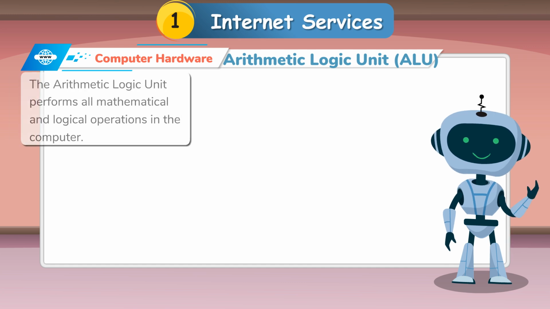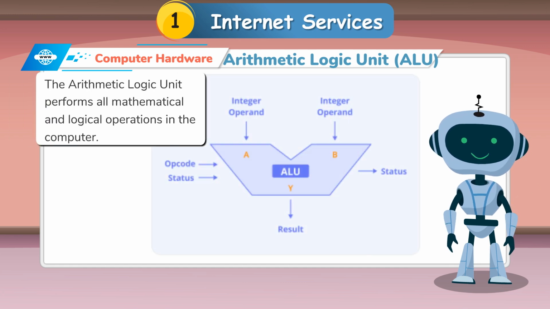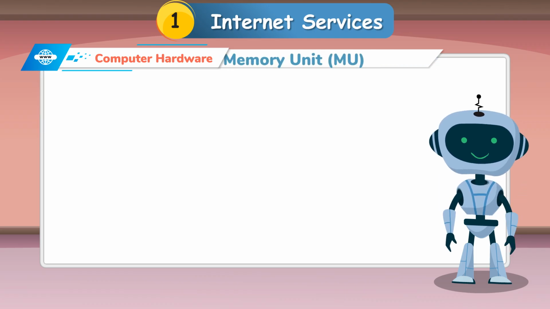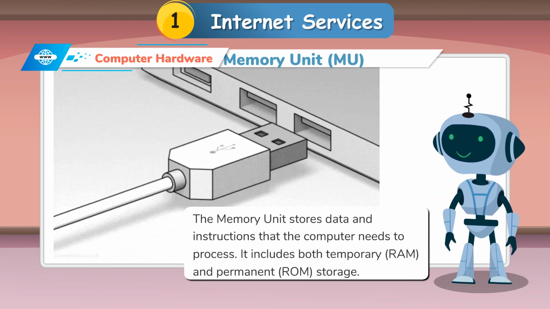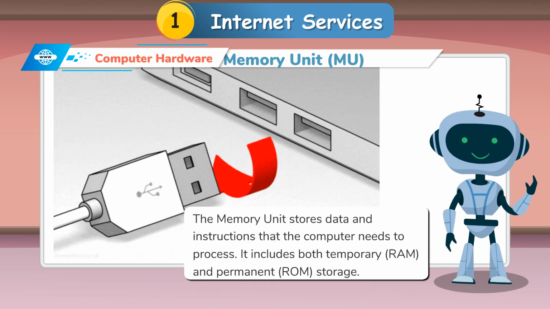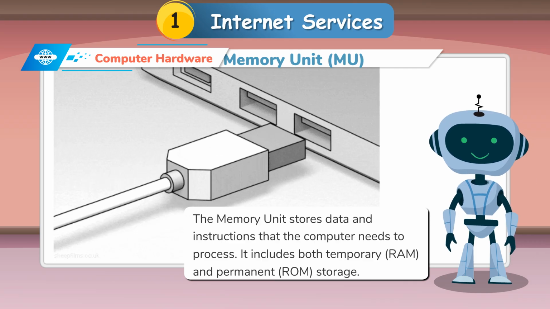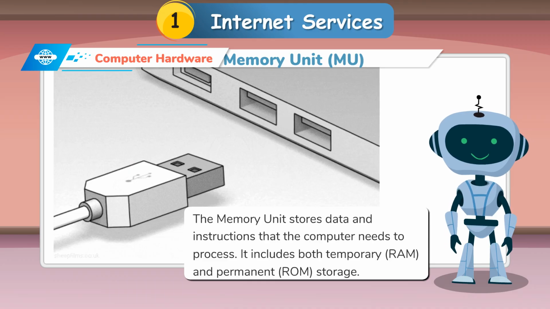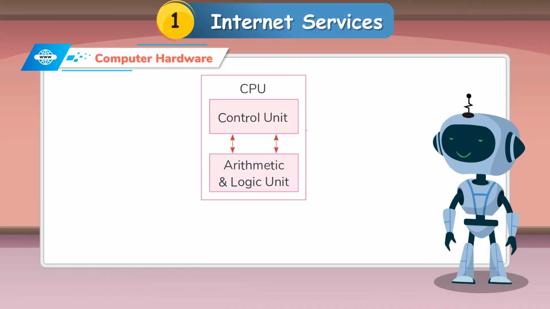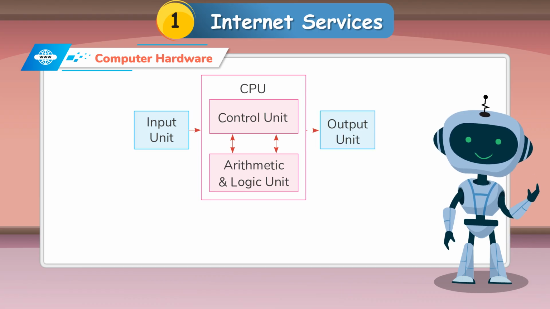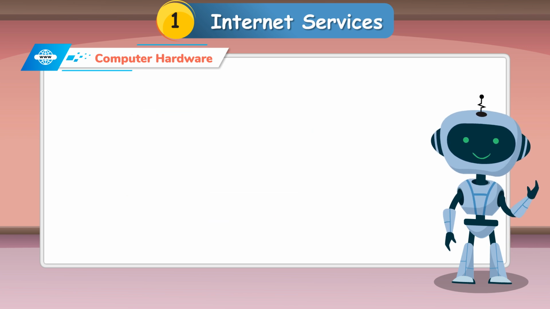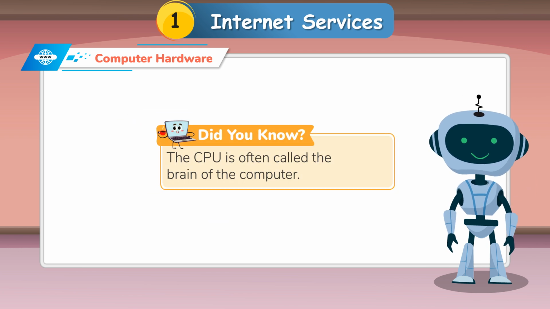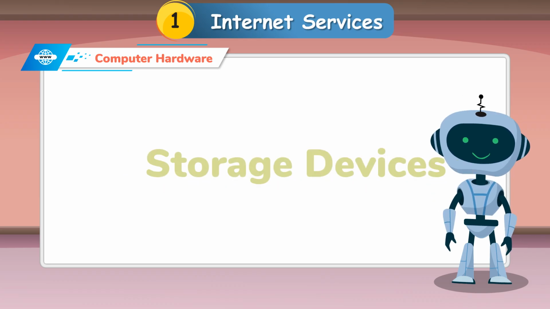Arithmetic and logic unit performs all mathematical and logical operations in the computer. Memory unit. The memory unit stores data and instructions that the computer needs to process. It includes both temporary RAM and permanent ROM storage. CPU: control unit, input unit, output unit, arithmetic and logic unit, memory unit. Did you know the CPU is often called the brain of the computer?